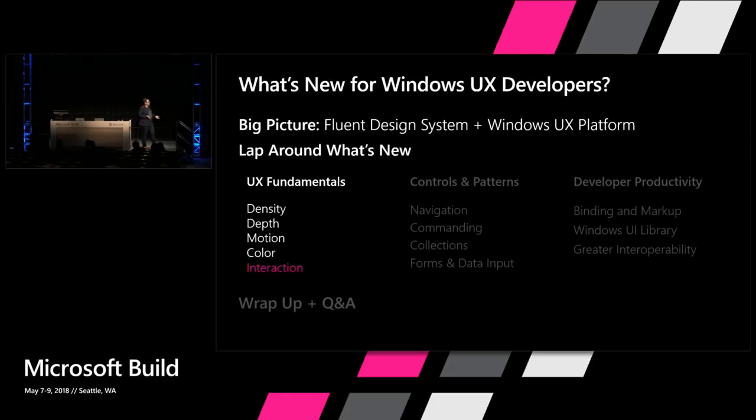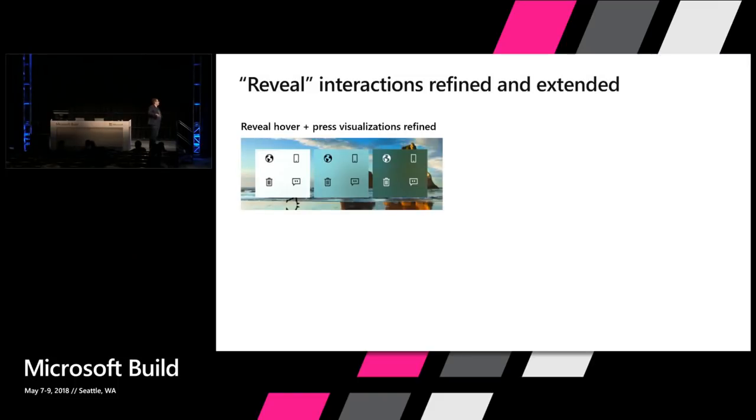And then finally, interaction. There's a few changes and improvements coming in the interaction space. I think you're all aware Reveal was the new interaction model we introduced last release that has this new visualization for hover and press states on elements. We've improved that now, so it has much more visual refinement. We had some feedback about light theme versus dark theme, and so you can see it works great on light, dark, and medium tone backgrounds.